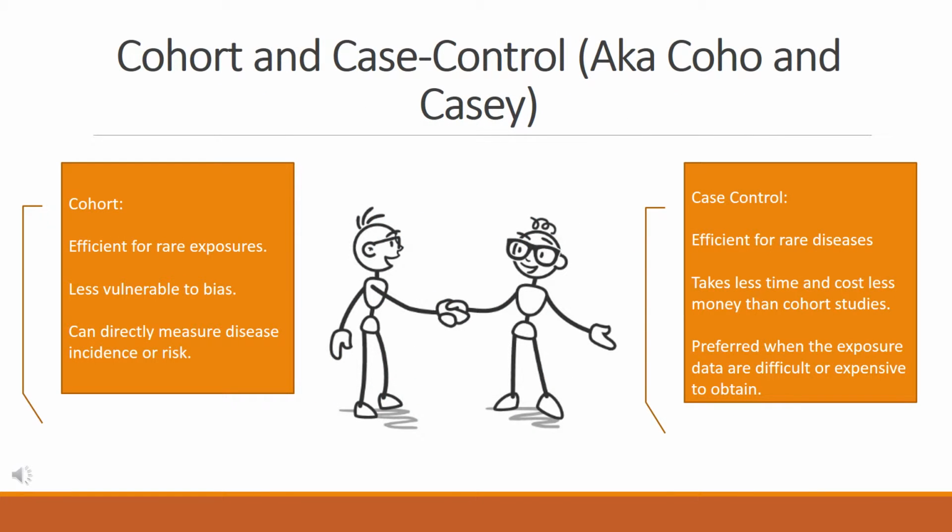Once an investigator calls on Obvi to help with a study, Obvi calls upon his trusty friends Coho and Casey, also known as cohort study and case control study. Both are studies that we've gone over in this course. From the two, I am most fond of Casey.